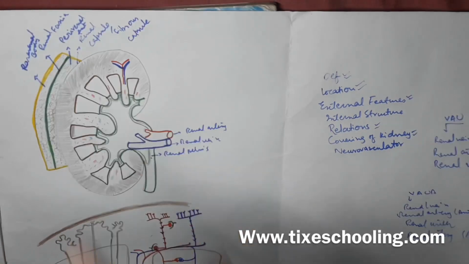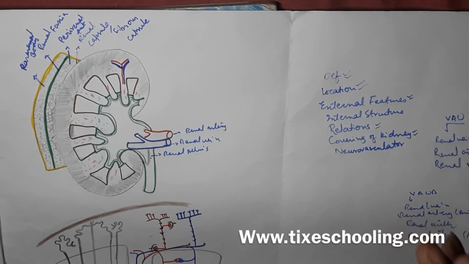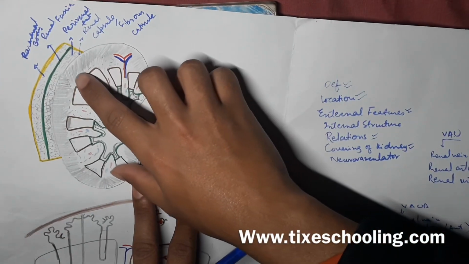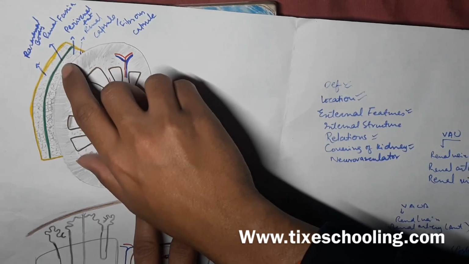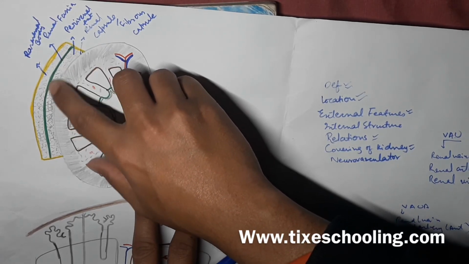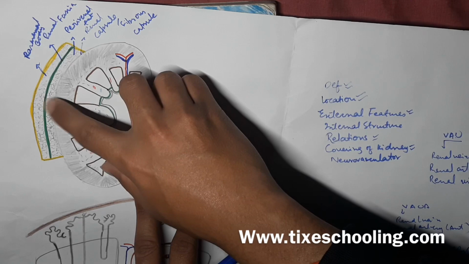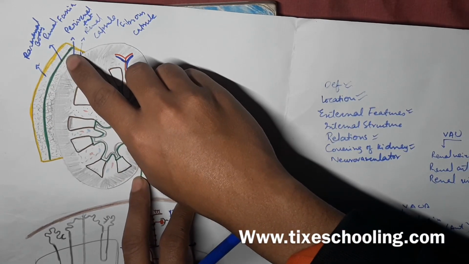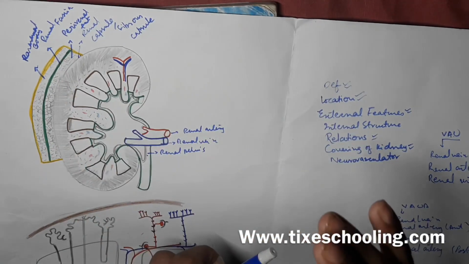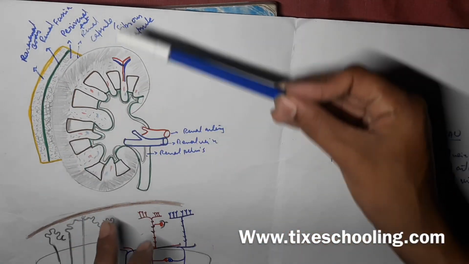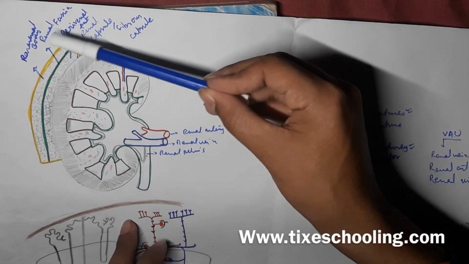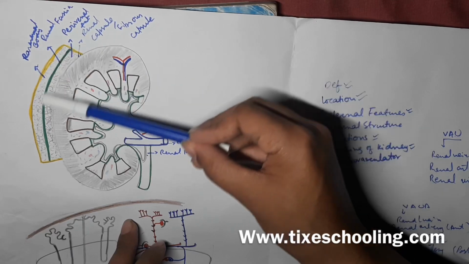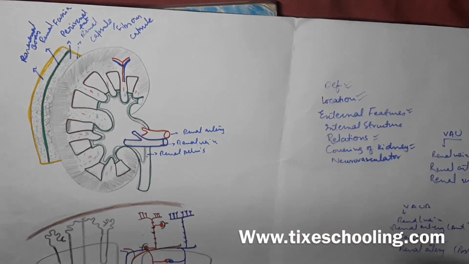Then perirenal fat. It is a layer of adipose tissue. You see this in this picture. These are the fatty cells which are called adipose tissue, lying outside the membrane. This adipose tissue is thickest at the borders of the kidney, the medial border and lateral border. This second covering, perirenal fat, is thickest at the lateral border and the medial border.